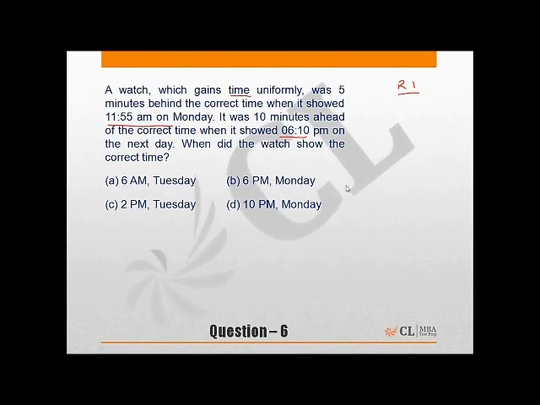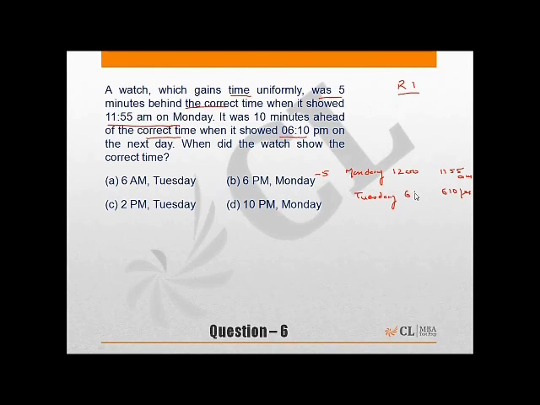So when it was showing 11:55 am on Monday, it was behind by 5 minutes. It was 5 minutes behind the correct time. That means on Monday, it was actually 12 noon and it was showing 11:55. So it was behind by 5 minutes, so I can say minus 5 out here. Then it says it was 10 minutes ahead of the correct time when it showed 6:10 pm. So what it is showing is 6:10 pm, and the next day, so that makes it Tuesday.